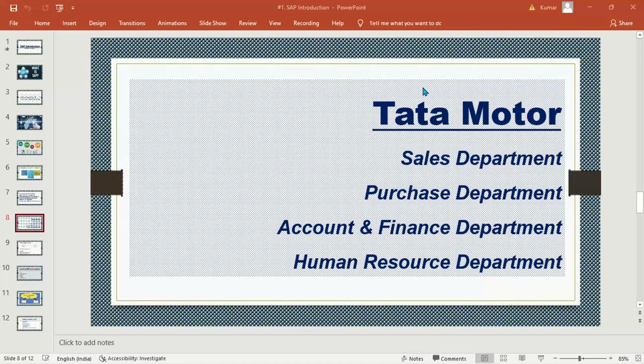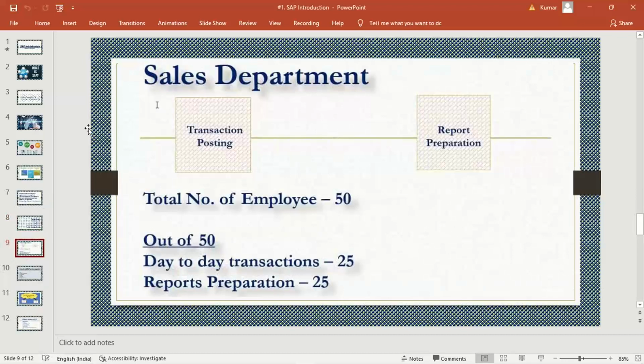So take an example of any particular organization. I have taken the example of Tata Motors. In every organization, look here, the major departments are the sales department, purchase department, finance and accounts department, and human resource department, right? So multiple departments will be there. These are the major departments. You can even take a particular department as an example, say the sales department, or the procurement or accounts department, anything. Now here, what is happening, guys?